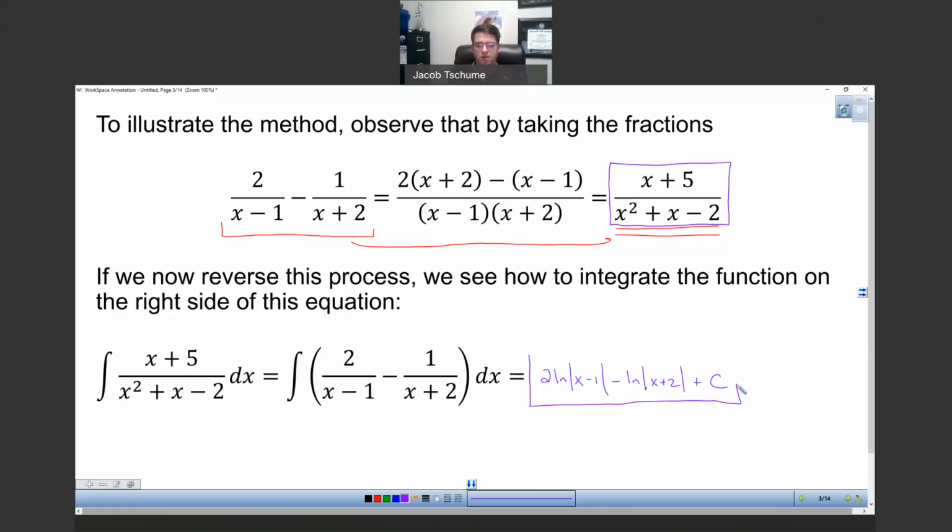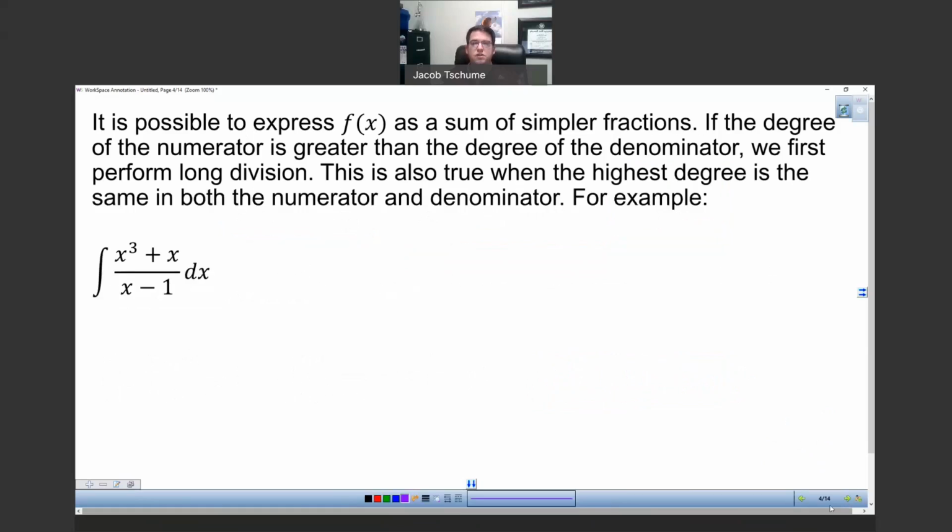Now, in most of the problems in this section, the integration is not going to be the hard part. It's going to be, can we get our complicated function down into simpler fractions that integrate relatively easily? And what we're going to talk about the next little bit is different techniques of how that works. So let's begin with the very first technique that you can do. It is always possible to express f of x as a sum of simpler fractions. That's usually going to be our goal.